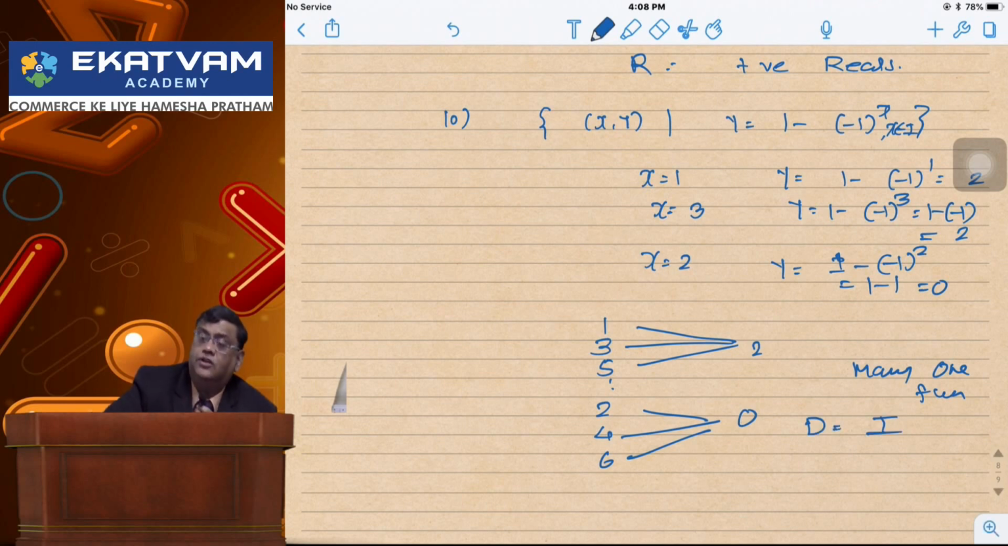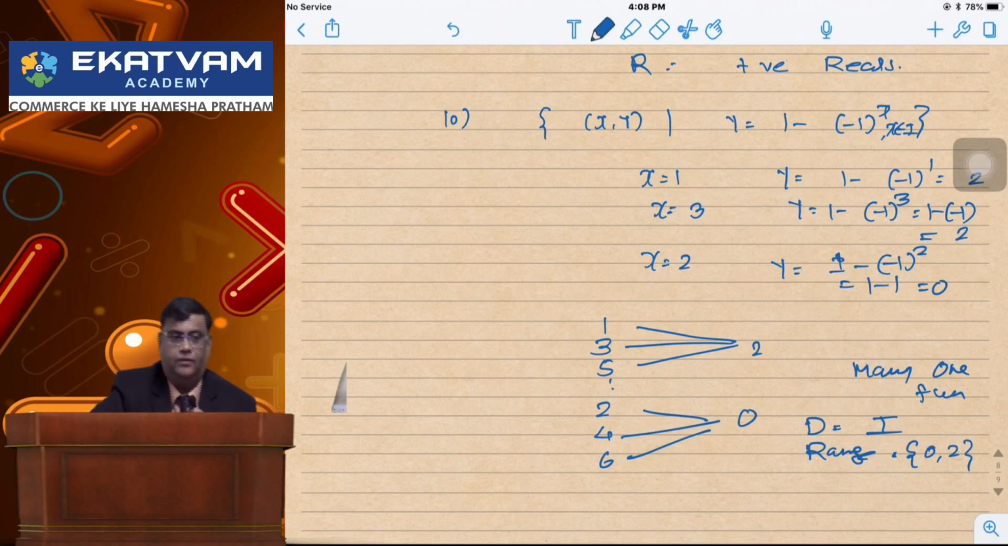They themselves are given, this is integer. But what will be the range? Now range is a finite set that is 0 or 2. It's finite. समझाओ?